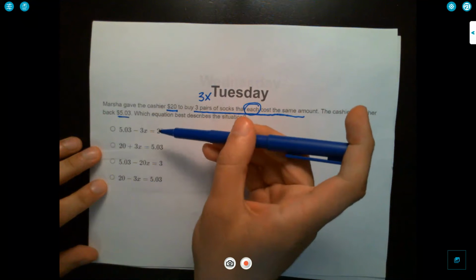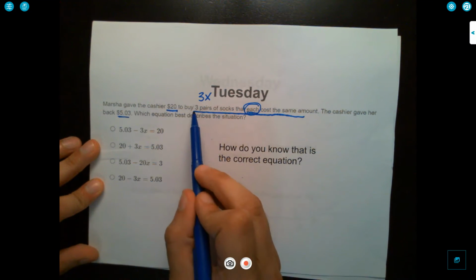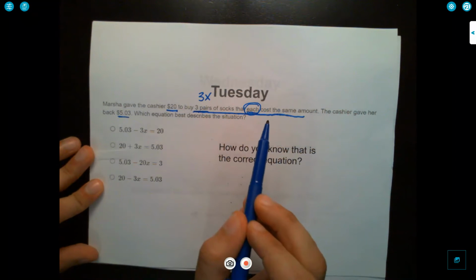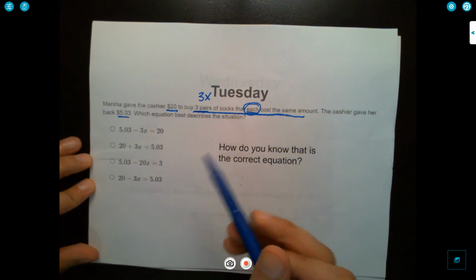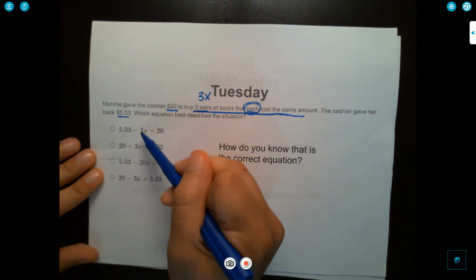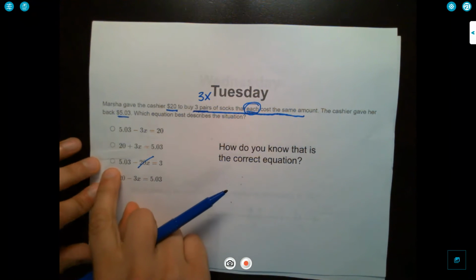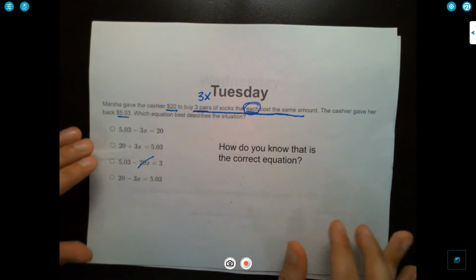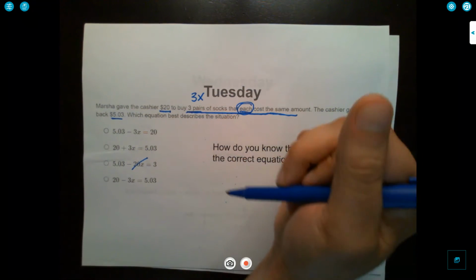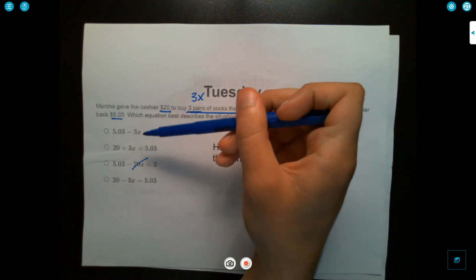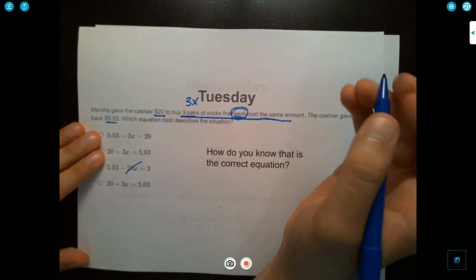All right, so already I can go through the answer choices, and since we know that the variable word each is associated with 3, we can automatically eliminate every answer choice that doesn't have an x or a variable next to a 3. So that one has it, this one doesn't, but this one does. So automatically we can eliminate the third choice. Now we just need to set up an equation ourselves and see if it matches with any of these.